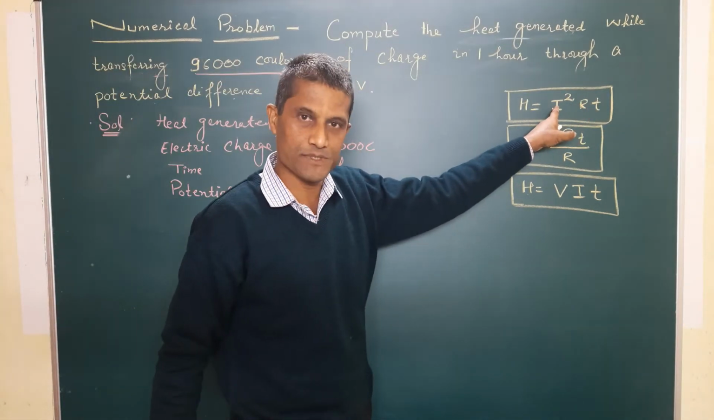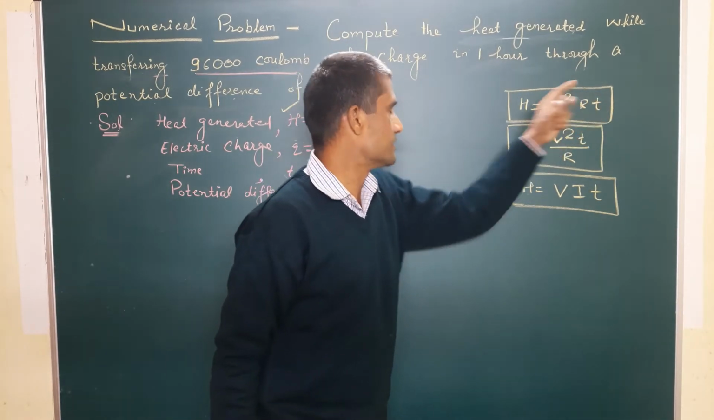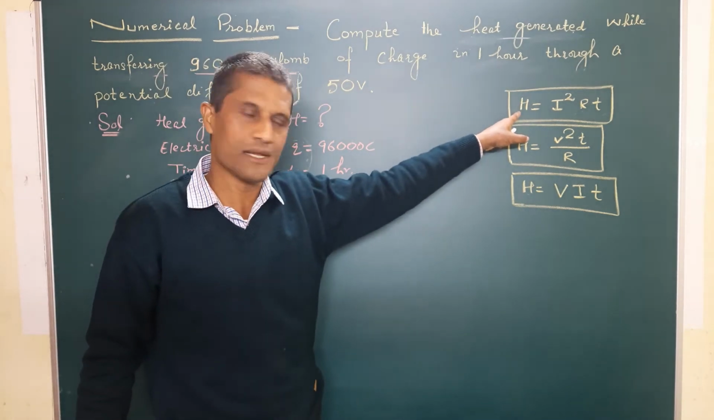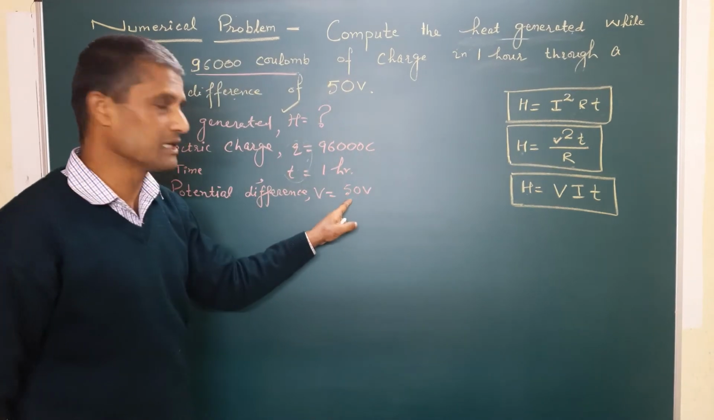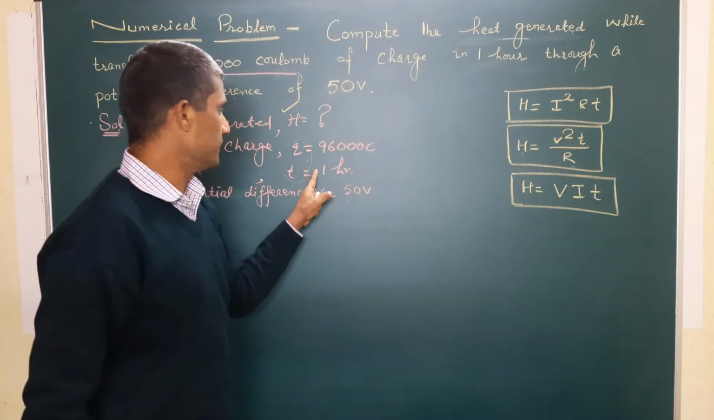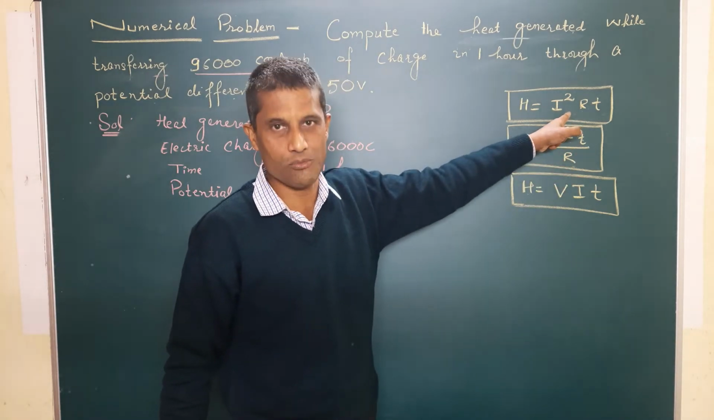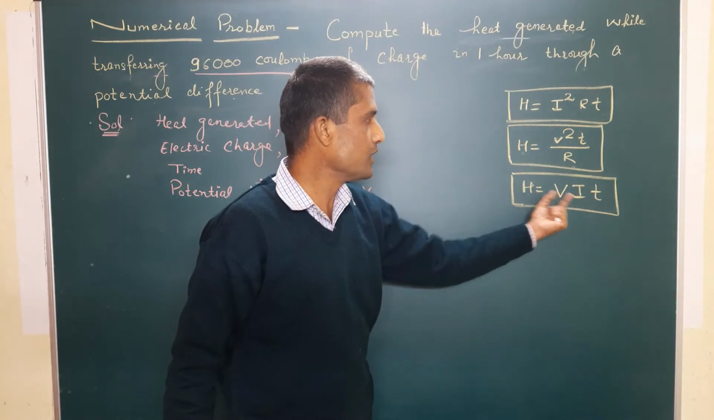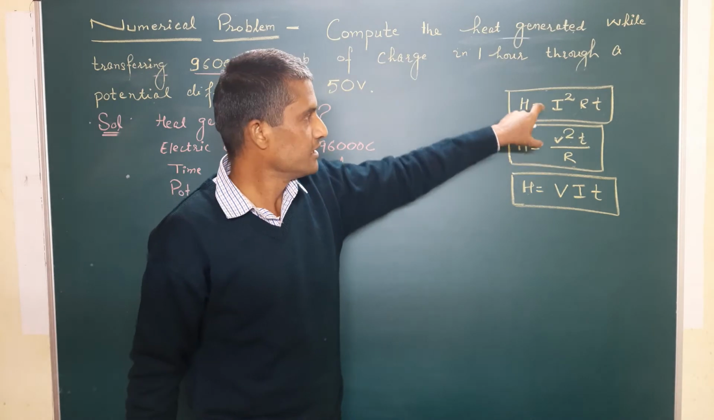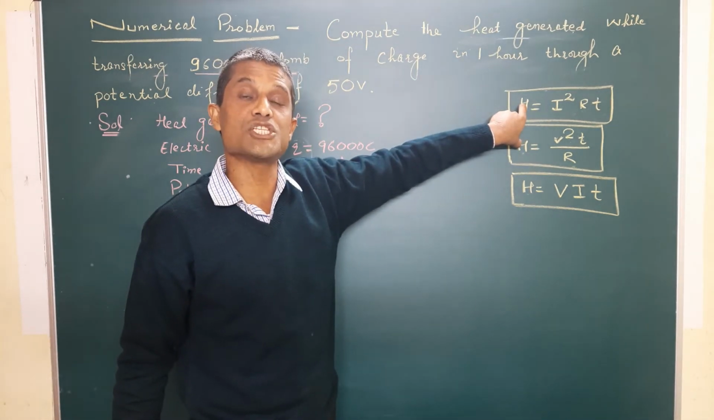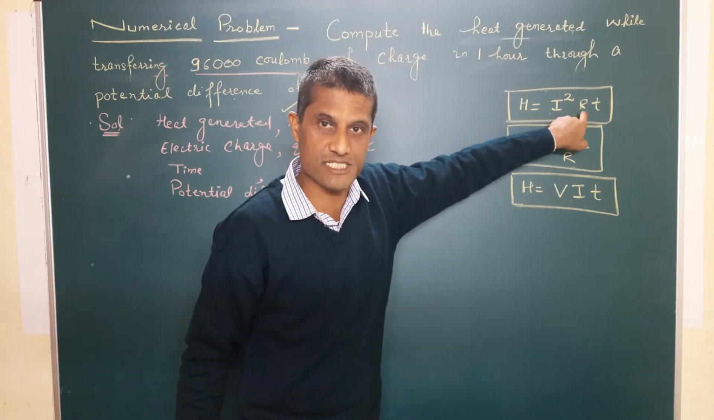So I can be calculated here, and R can be found. T is already given. We can use this formula as well. We can also use V square T upon R, because voltage is provided and time is given, but R is needed, and how to find R I have mentioned. And finally VIT. As far as these two formulae are concerned, they need two steps to reach the solution. One step is to find the current, another step is to find the resistance.